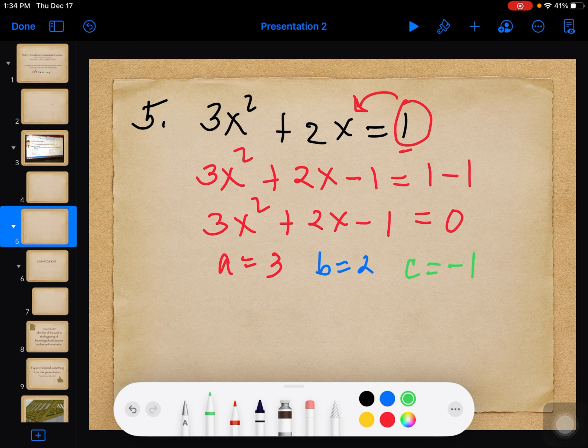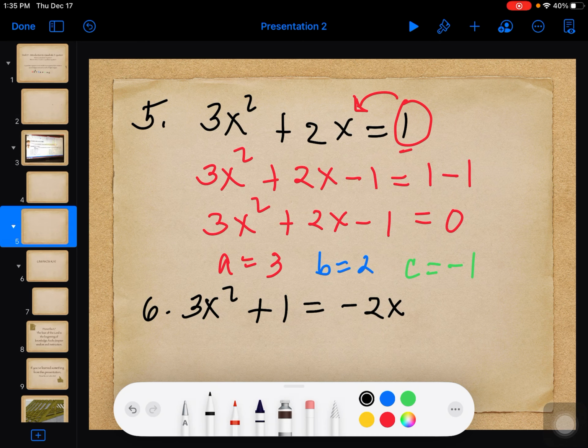And then next, let's move on to the number 6 example. I hope you can follow. I hope you're enjoying your learning with me. For example, I have 3x squared plus 1 equals negative 2x. Again, the same procedure that we did in number 5. We arrange and put them in the proper places based on the pattern of the standard form, and then find the values of A, B, and C.